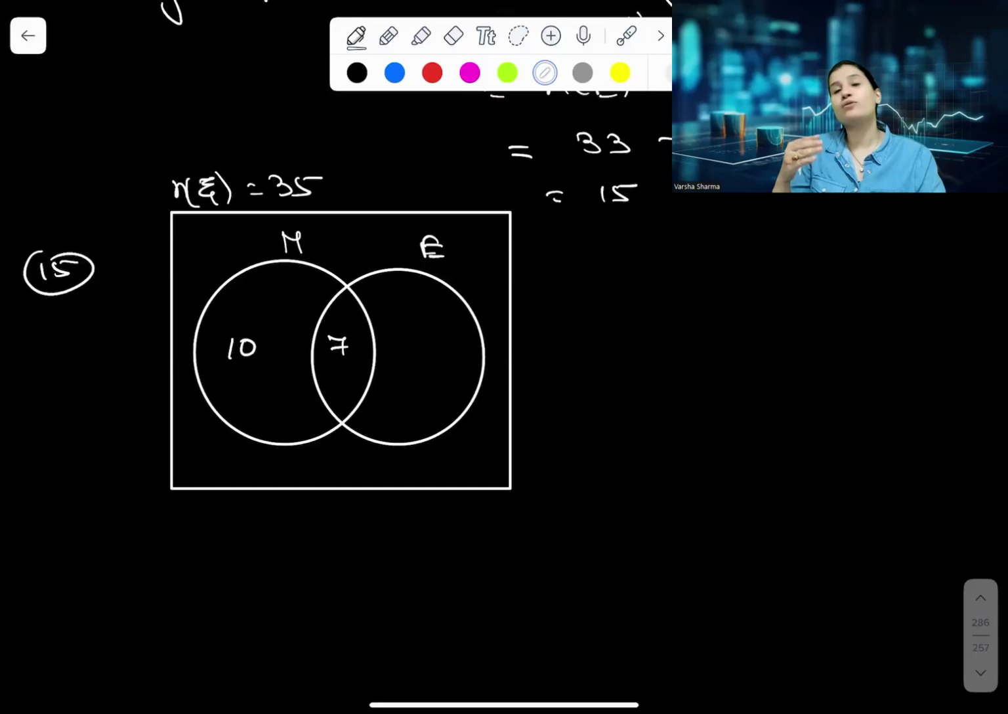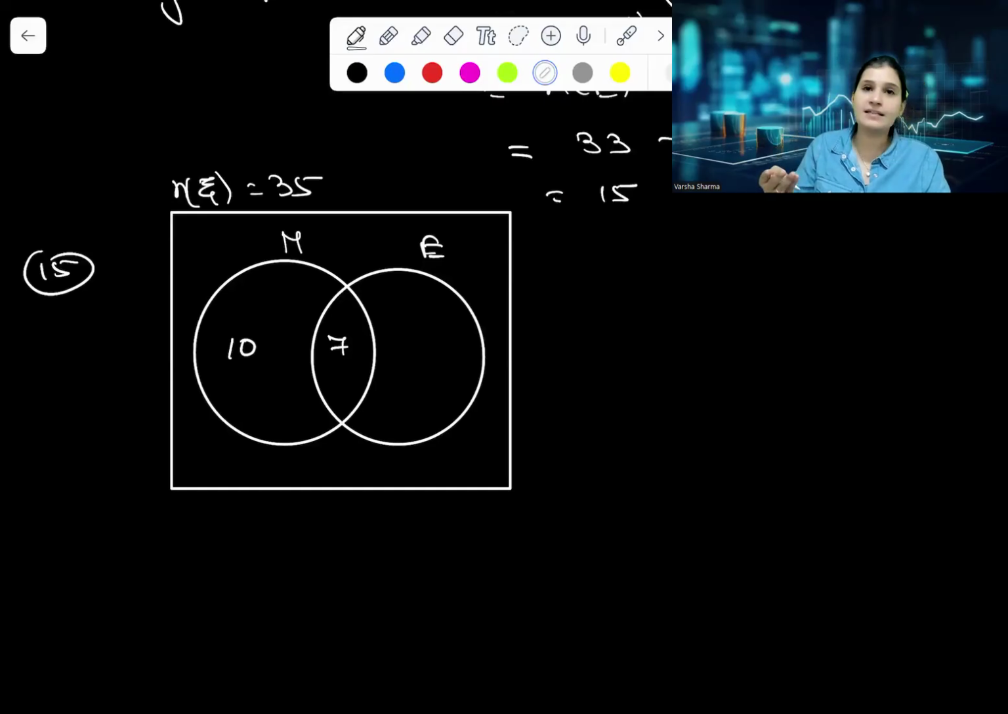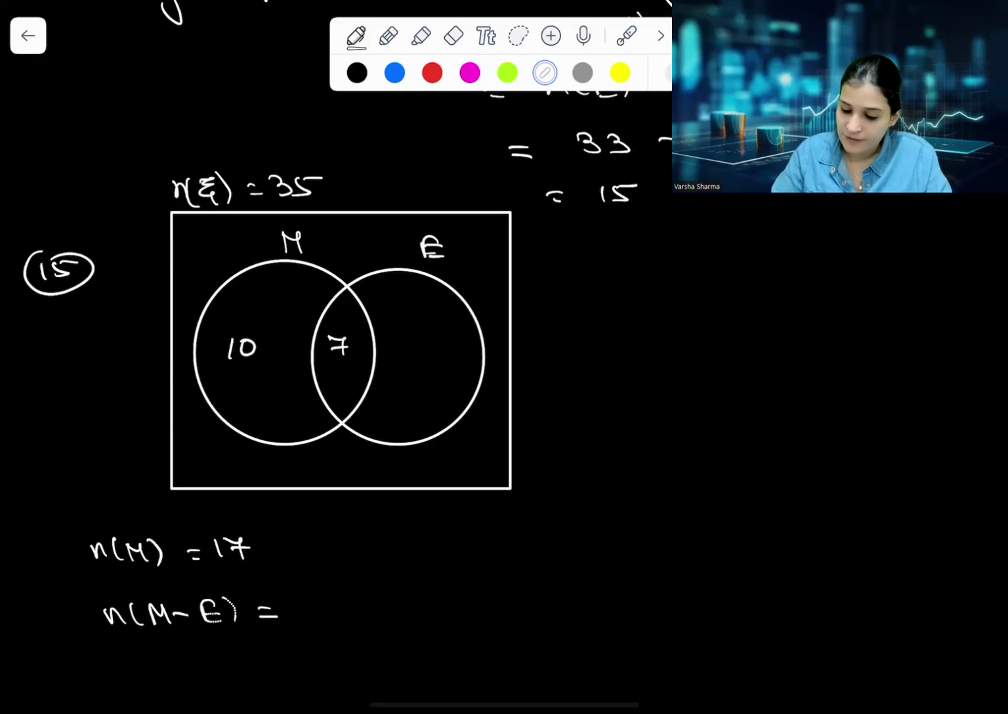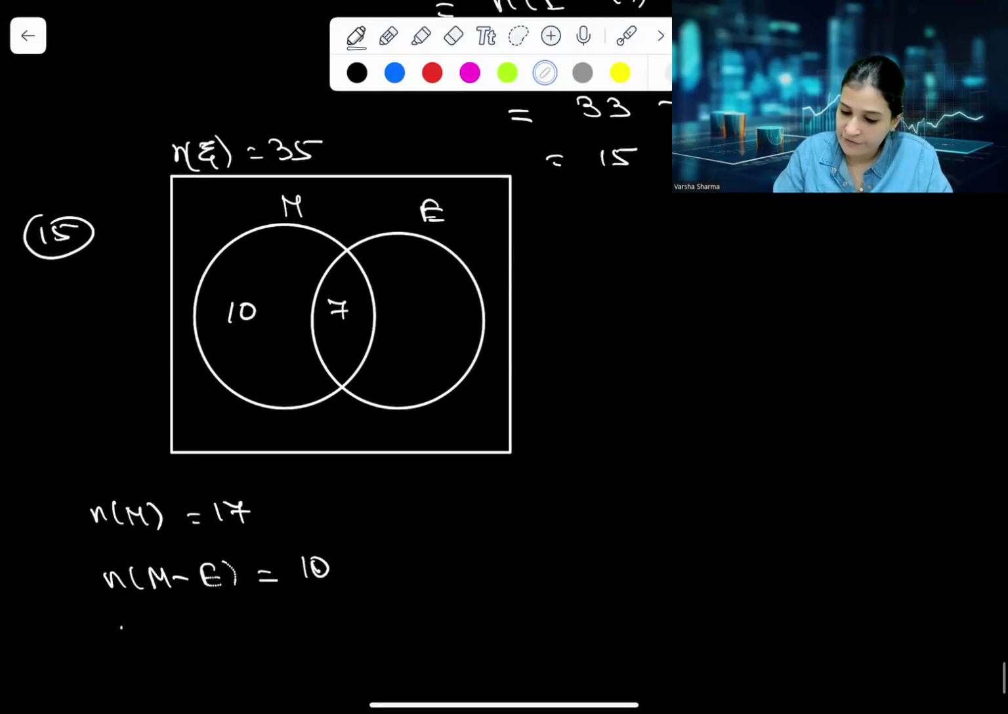So why not do that? M be the set of people who have taken maths. E be the set of people who have taken economics. So N of M is 17. N of M minus E is how much? 10. So therefore, N of M intersection E will be the difference of these two.